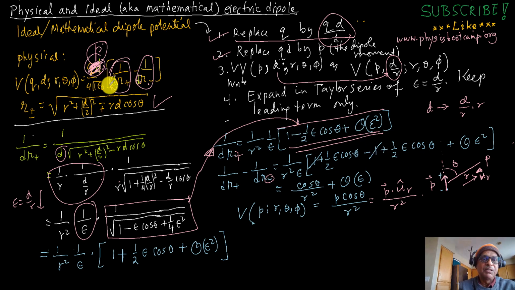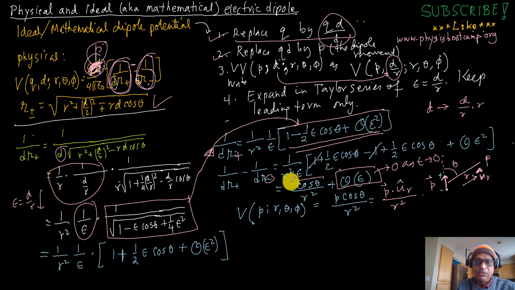And over here you have 1 over dr plus minus 1 over dr minus. So there's a minus here. Bring it here, this one cancels out, and these two add, and the epsilon kind of cancels. So in the limit epsilon goes to 0, this will all go to 0, and this will be the leading term. So I use this with 4 pi epsilon naught. I see 4 pi epsilon naught is missing here. So this will be the answer for the dipole potential.